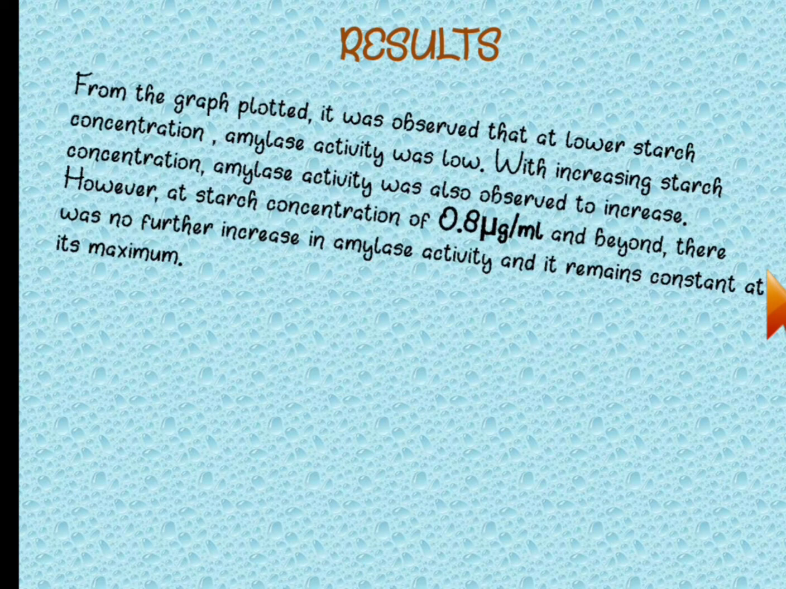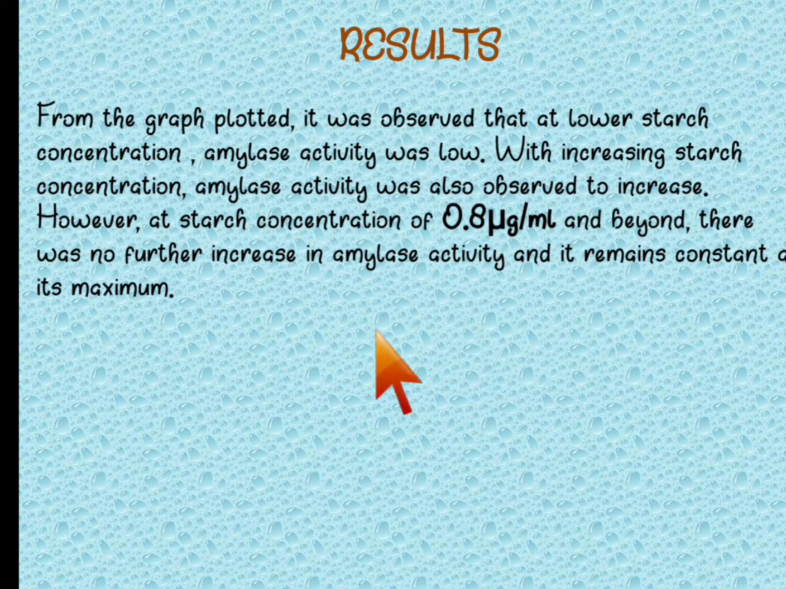and thus the activity of the enzyme will remain constant. So how you will see in your result: from the graph plotted, it was observed that at lower starch concentration, the amylase activity was low, and with increasing starch concentration, amylase activity was also observed to increase. However, at starch concentration of 0.8 microgram per ml and beyond, there was no further increase in the activity of amylase enzyme, and it remains constant at its maximum.